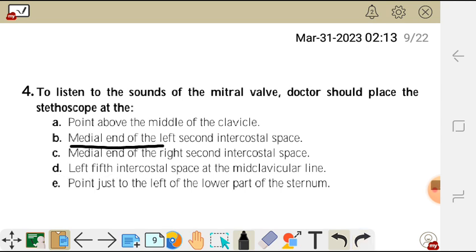So for the medial end of the left second intercostal space, you will listen to the pulmonary valve, and for the medial end of the right second intercostal space, you will listen to the aortic valve. The point just to the left of the lower part of the sternum, there you listen to the tricuspid valve. But for the mitral valve, it is in the left fifth intercostal space at the mid-clavicular line. So the correct answer is D.